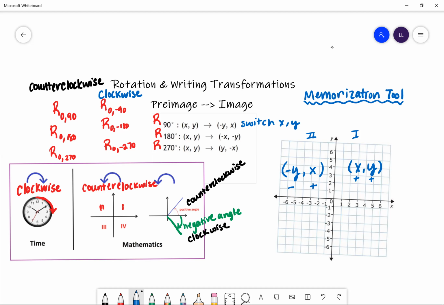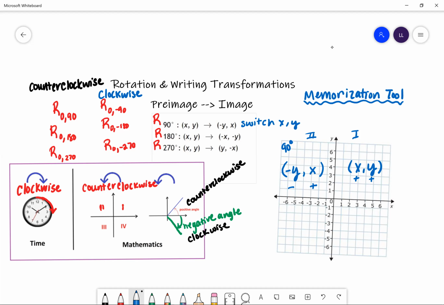Because we need to memorize stuff, right? I told you you've got to just memorize the rules so you know how to apply them. So positive, positive in the first quadrant. In the second quadrant, we've got negative, positive. Now let's say we want to make another rotation, right? So this is 90 degrees. Let's say we want to make another rotation.